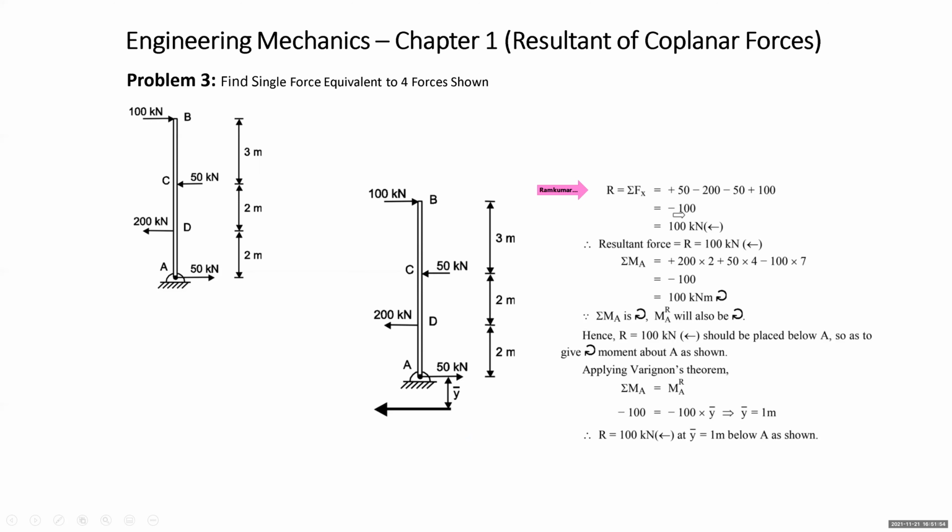क्या है मेरा? -100. Minus means what? It is not to the right, it is to the left. अभी मेरा resultant आ गया. क्या निकाल दिया मैंने? Resultant R is equal to 100 kilonewton towards left. मैग्नीट्यूड आ गया रिजल्टेंट का, पोजीशन आ गई. ठीक है, अभी now we will have to find the position of resultant.